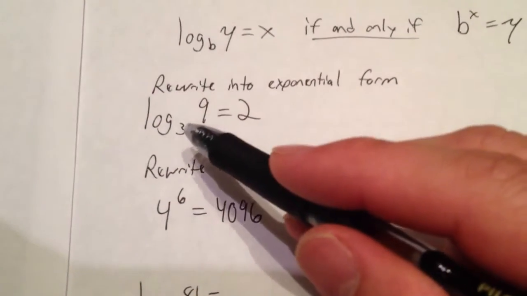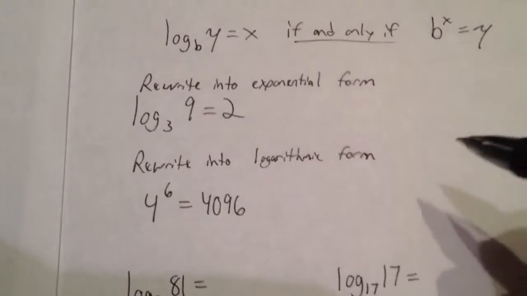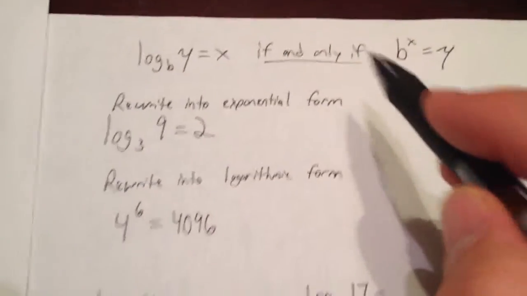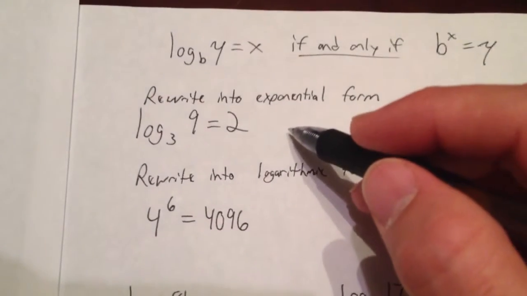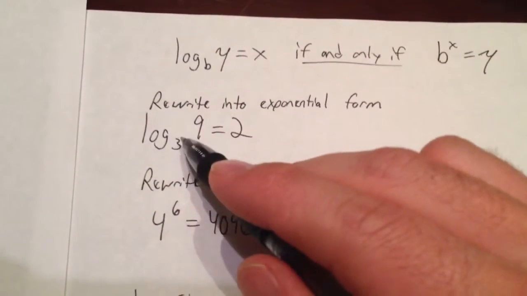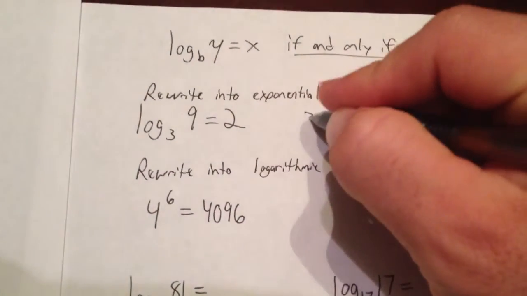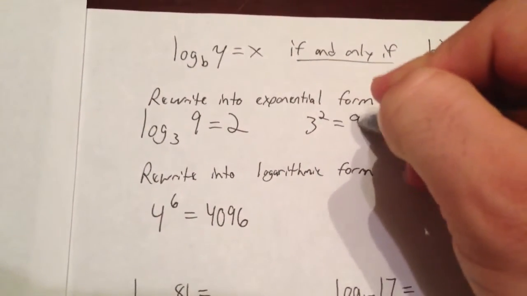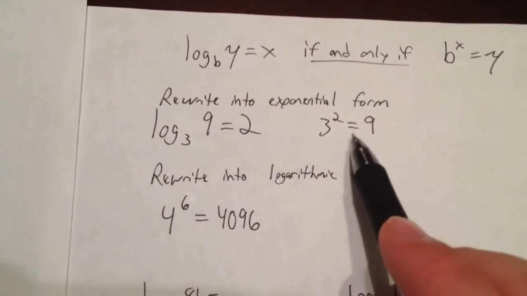We learn to rewrite from logarithmic form into exponential form. And this was using the definition. And I told you, if you know this definition, it'll help you out with a lot of the things we do with logarithms. So when we look at this base raised to this exponent equals this. So 3 squared equals 9. That is rewriting from logarithmic to exponential form.